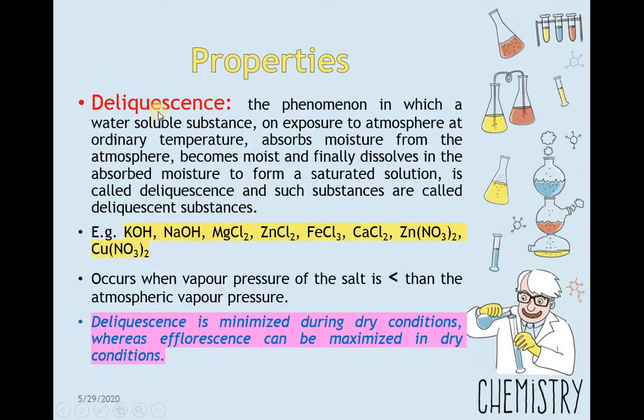Now there is another property, deliquescence. This is the phenomenon in which a water soluble substance on exposure to atmosphere at ordinary temperature absorbs moisture from the atmosphere, becomes moist, and finally dissolves in the absorbed moisture to form a saturated solution. This is called deliquescence, and the substances are called deliquescent. Examples are potassium hydroxide, sodium hydroxide, magnesium chloride, zinc chloride, FeCl3 that is ferric chloride, calcium chloride, zinc nitrate, copper nitrate. This occurs when the vapor pressure of the salt is less than the atmospheric vapor pressure.